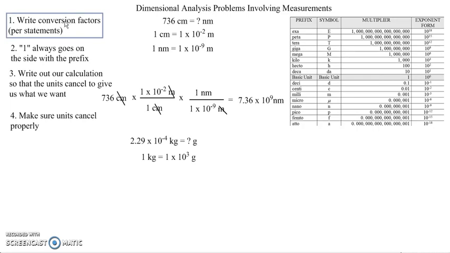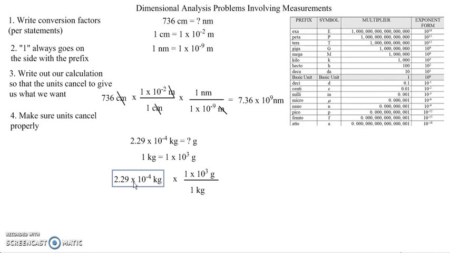So I've written my conversion factor on my per statement. 1 kilogram equals 1 times 10 to the 3rd grams. Notice I always put the 1 on the side with the prefix. Now I write out my calculation. So I start with what I'm given, and I write 1 times 10 to the 3rd gram over 1 kilogram. And when I multiply this out, I get 0.229 grams.